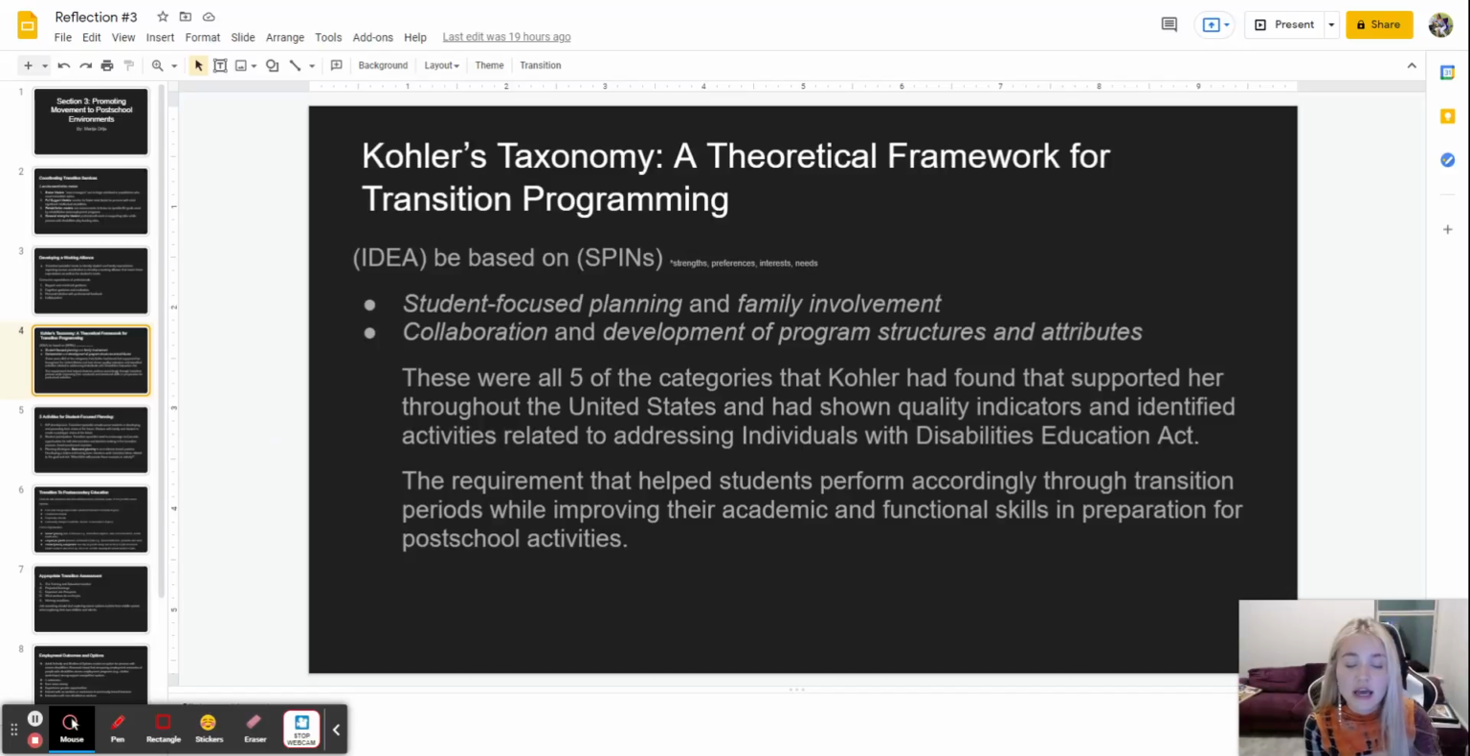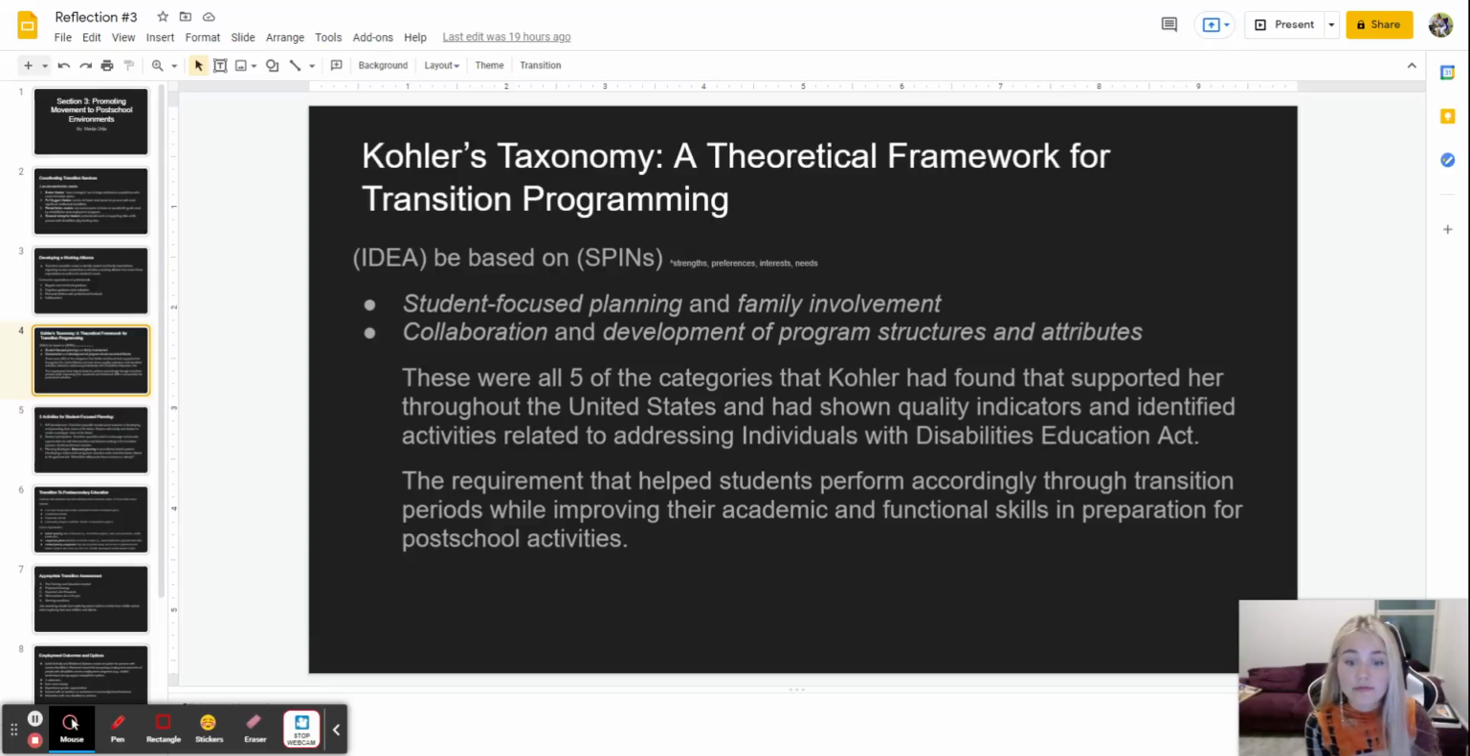Kohler's taxonomy, a theoretical framework for transition programs, is based on the IDEA, which is based on SPINS, which is strengths, preferences, interests, and needs of these students with disabilities. Student-focused planning and family involvement are key. Collaboration and development of program structures and attributes.